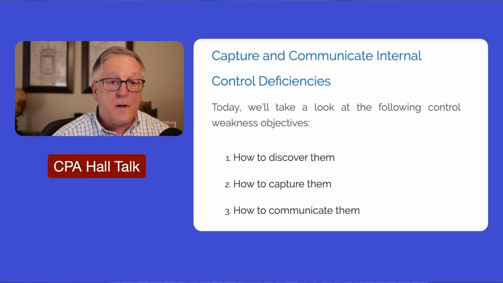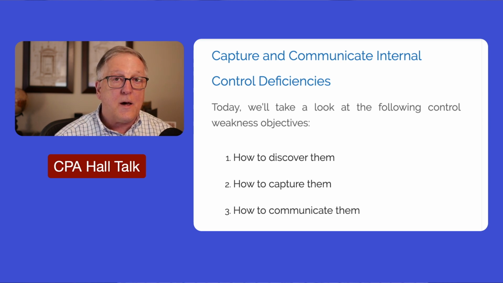So we're going to take a look at how to discover control deficiencies. After that, we'll take a look at how to capture them, and then finally we'll look at how to communicate those weaknesses. First up, how to discover control weaknesses.